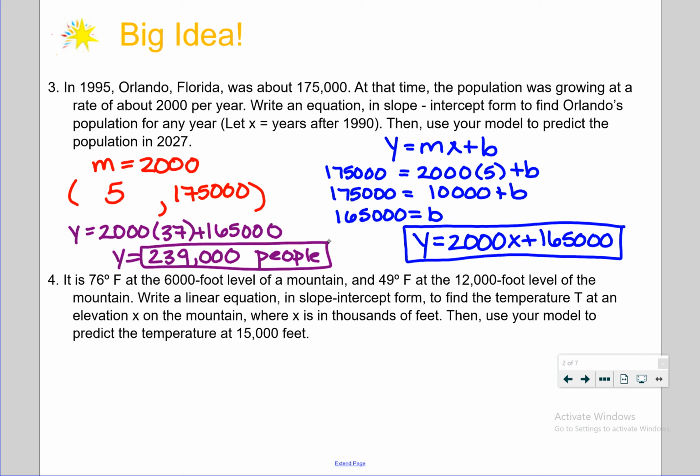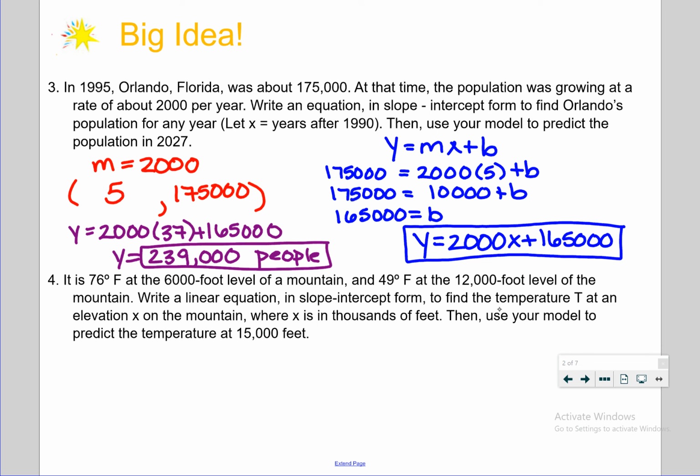Okay, second one I'm going to get you started on and let you guys finish it with your partners. It says it's 76 degrees at a 6,000 foot level of a mountain, and then it's 49 degrees at the 12,000 foot level. So those are our elevations. Write a linear equation in slope-intercept form to find the temperature T at an elevation of X on the mountain, where X is thousands of feet. Then use your model to answer a question.